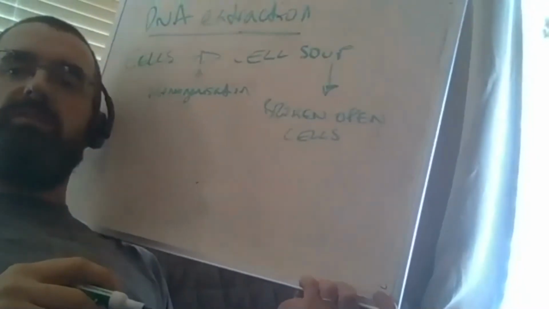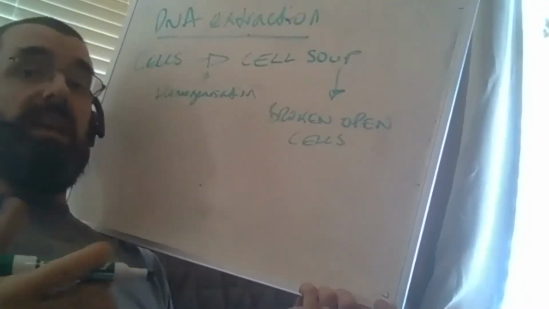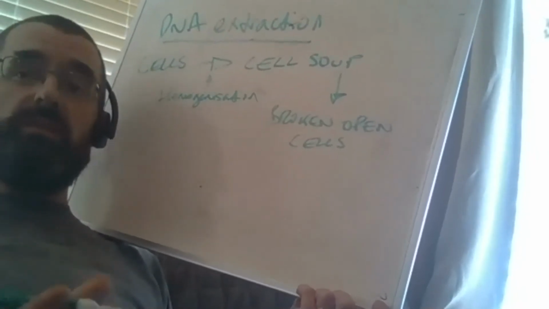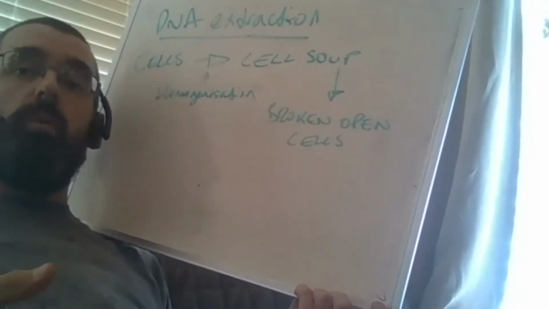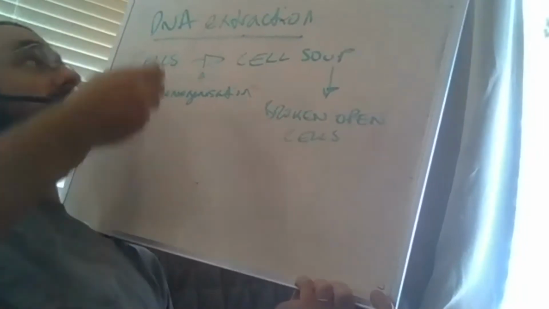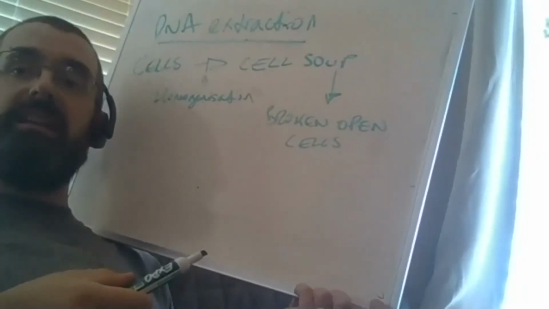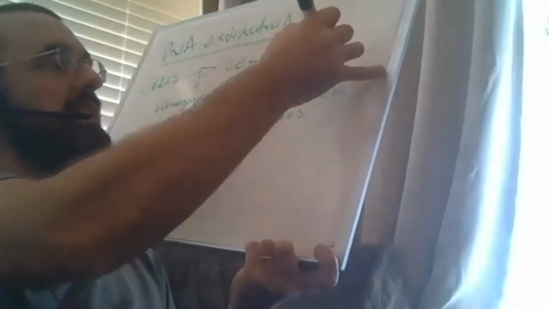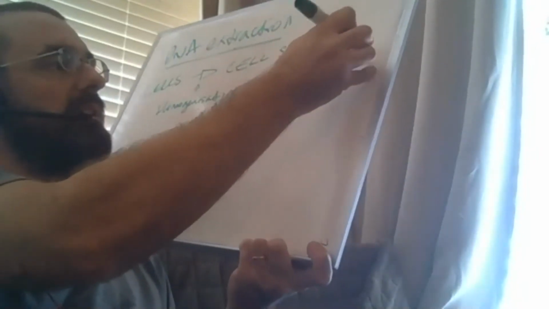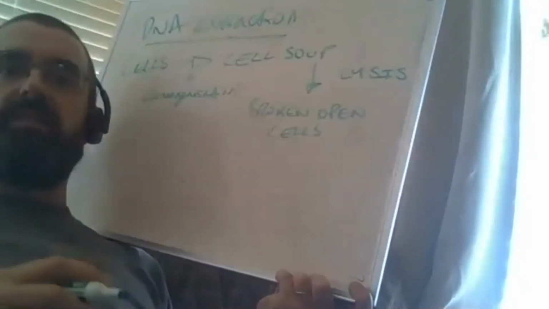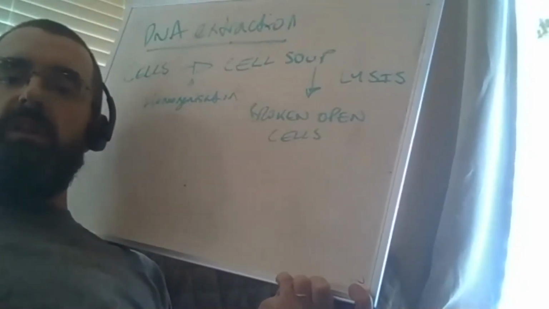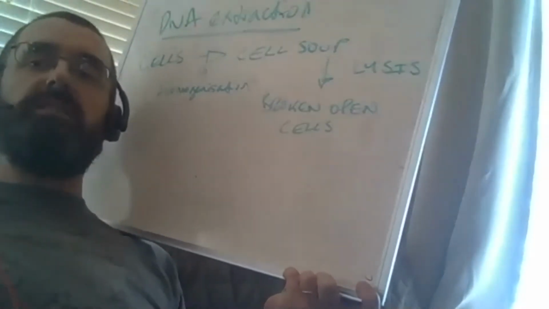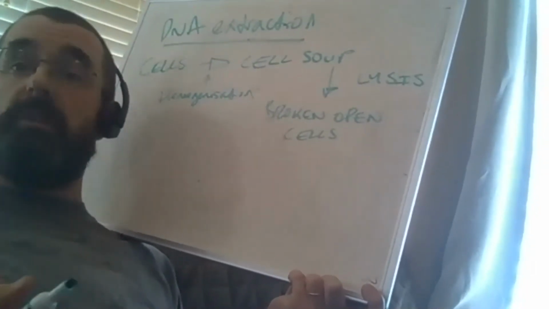So the next job is you've got to get into those cells and get the DNA out of them, or RNA if that's what you're working on, or even proteins. It depends on what you're after. We're after DNA, so we want to get the DNA out and get rid of all the other stuff. This is the lysis step, which means breaking open. To lyse something is to break it open. That's just what it means.